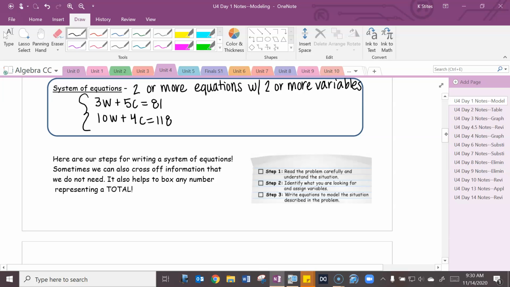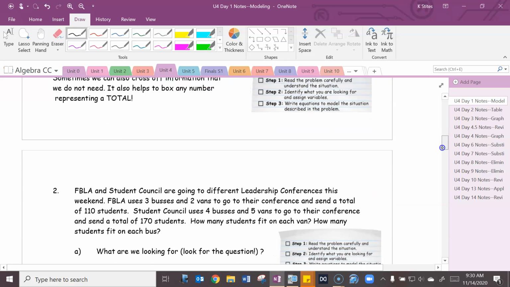Okay, so here are some steps for writing a system of equations. Sometimes we can cross off information that we do not need, and it also helps to box any number representing a total. So read the problem carefully and actually understand what's happening. Identify what you are looking for and assign your variables. And then we'll write the equations to model the situation.